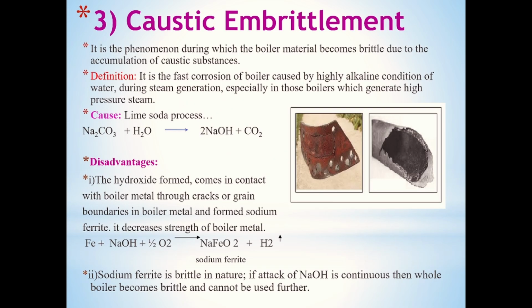Third, caustic embrittlement, or caustic impingement as defined here, is one type of corrosion, and it is a phenomenon during which the boiler material becomes brittle due to the accumulation of caustic substances.